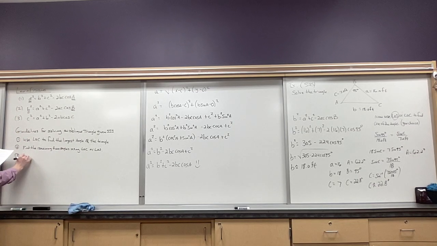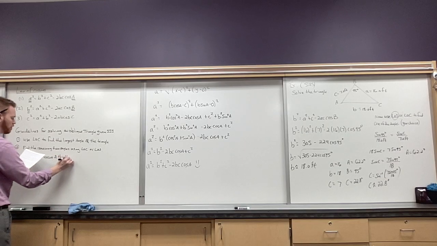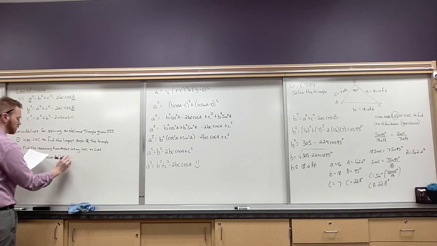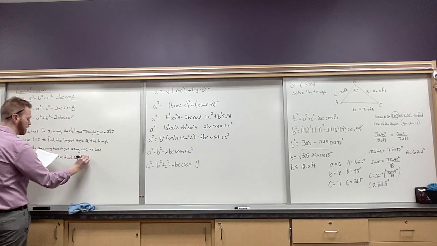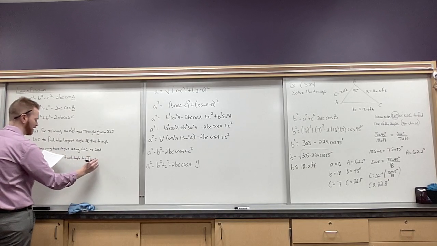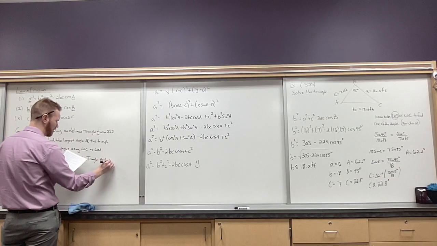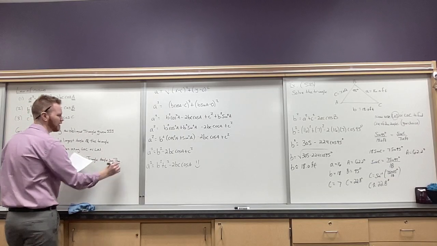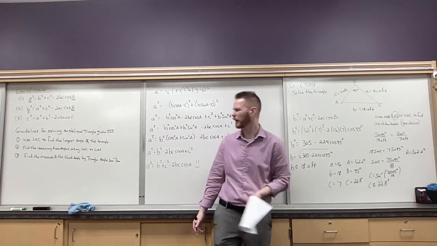And then the last one, you're just going to find the measure of the third angle by, if you remember from geometry, what it was called? It was called the triangle angle sum theorem, which is what we did over here. You know, subtract everything from 180 so you can get the final angle there.